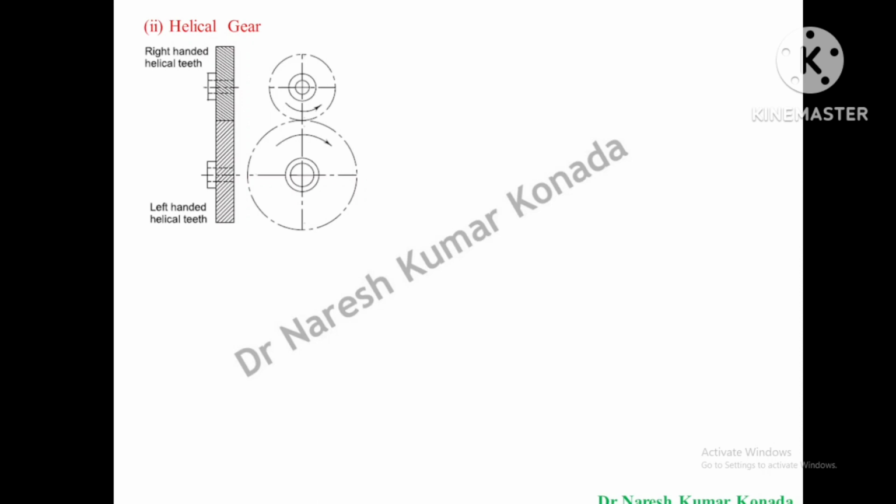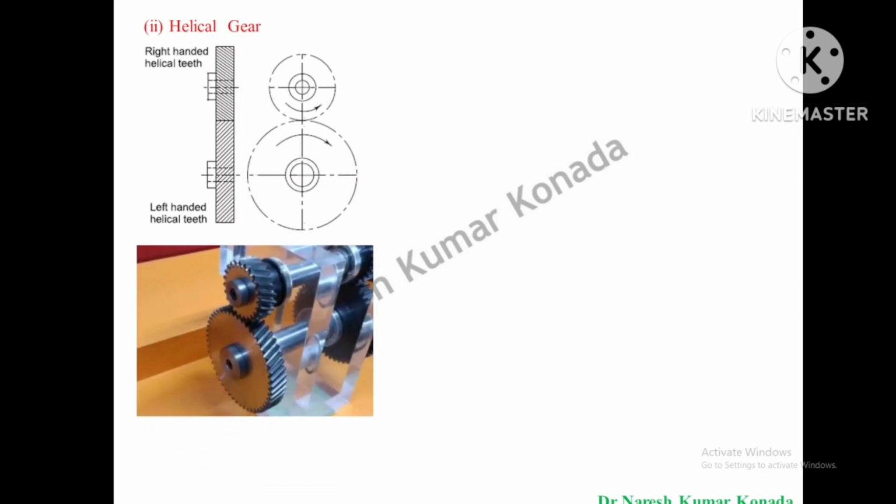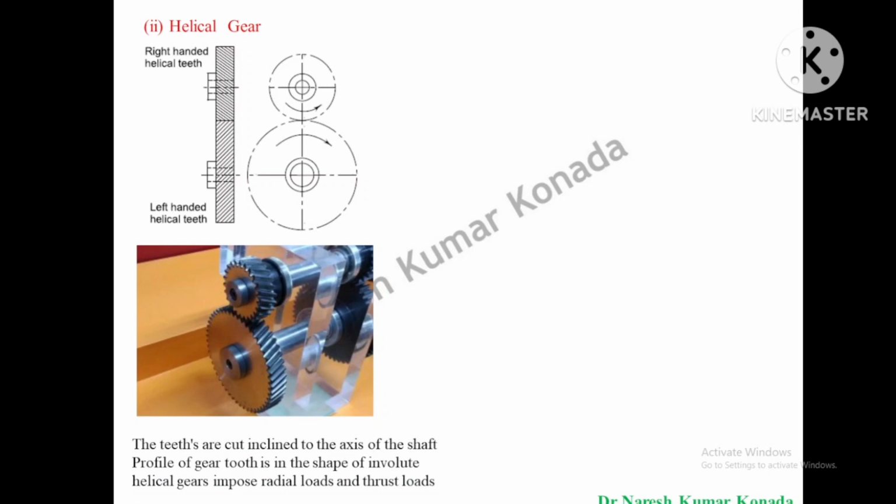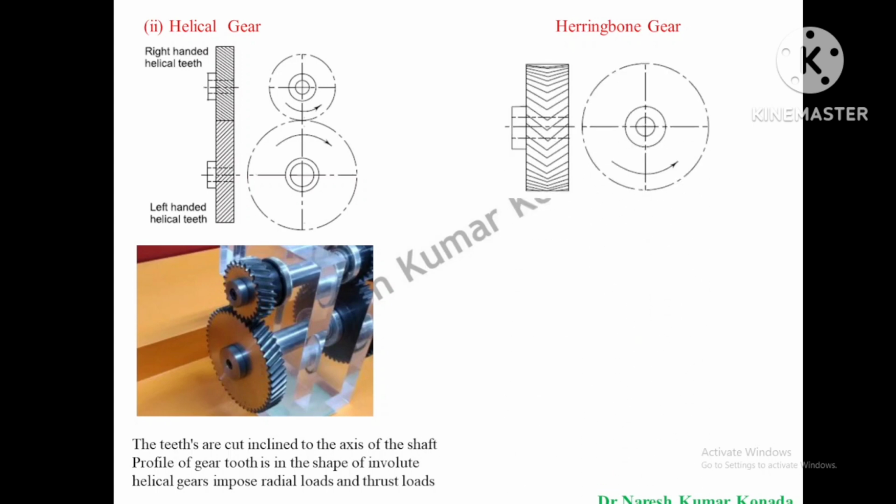The second classification includes the helical gear, where the teeth are cut inclined to the axis of the shaft. You can clearly see from this figure how the teeth are cut in the pinion and gear drives, inclined to the axis of the shaft, and the shape of the gear tooth is an involute profile curve. The helical gears impose radial loads and thrust loads.